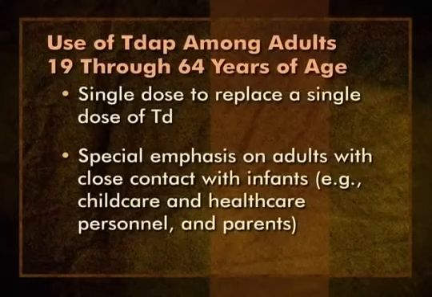ACIP recommends that adults 19 through 64 years of age receive a single dose of either brand of Tdap to replace a single dose of TD for booster immunization. Special emphasis should be placed on Tdap vaccination of adults who have close contact with infants, such as childcare and healthcare personnel and parents. Both Tdap vaccines were approved by the Food and Drug Administration as a booster dose for persons who have previously received a documented series of DTP or DTaP. However, as you know, many adolescents and adults do not have a record of having previously received these vaccines. They may not have a vaccination record at all.